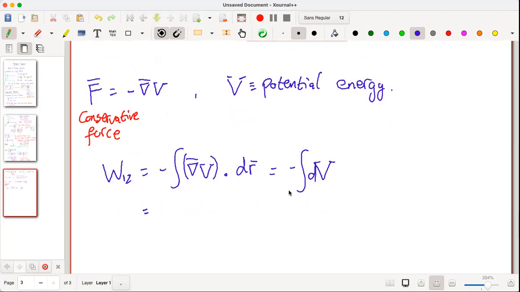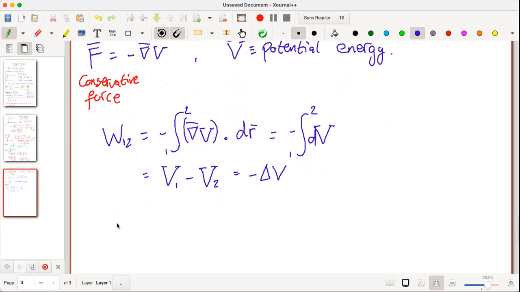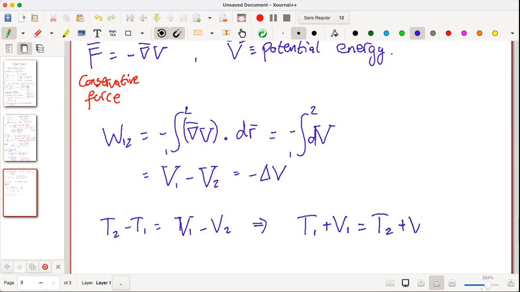So what does that mean? This simply says that the work done is the difference between the potential energy at point 1 minus the potential energy at point 2. This is just minus delta V, right? Minus because now 1 is in the front, 2 is in the back. So if I join them together, I have T2 minus T1 is equal to V1 minus V2. And that means T1 plus V1 is equal to T2 plus V2.